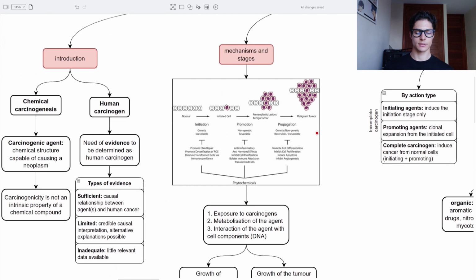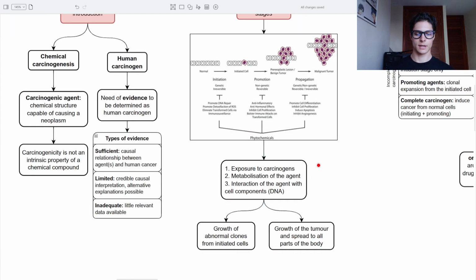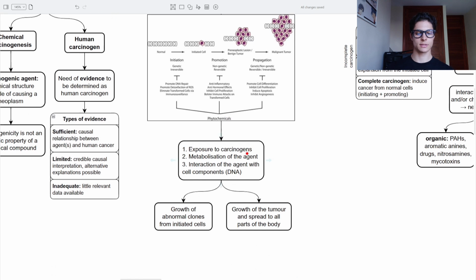Mechanisms and stages. So we have three: initiation, from a normal cell to an initiated cell; promotion, so the creation of a benign tumor; and the propagation, where it goes to a malignant tumor, so proliferation of the tumor. There is an exposure to carcinogens, then a metabolization of the agent, and after that, there is an interaction between the agent and the cell components, so the DNA.